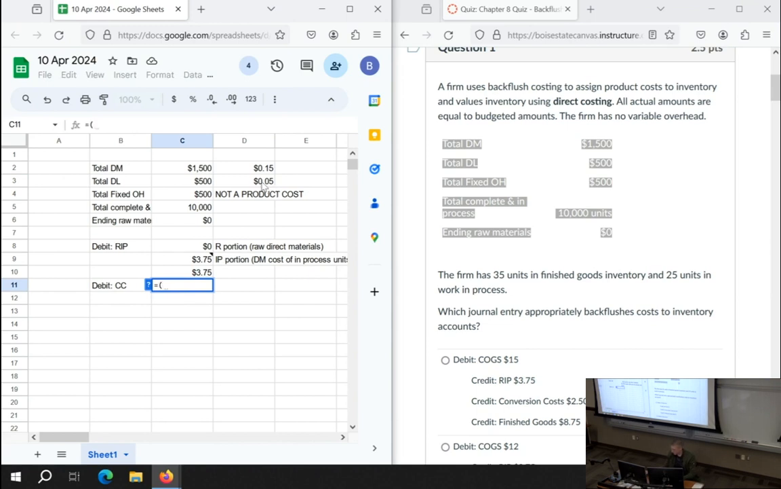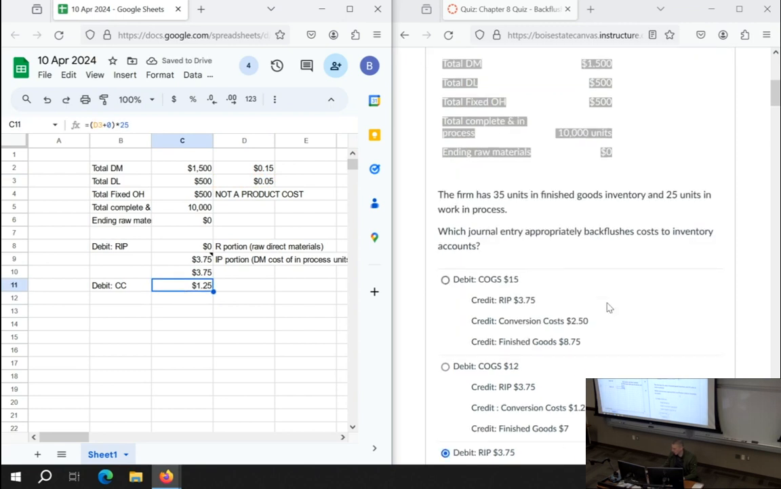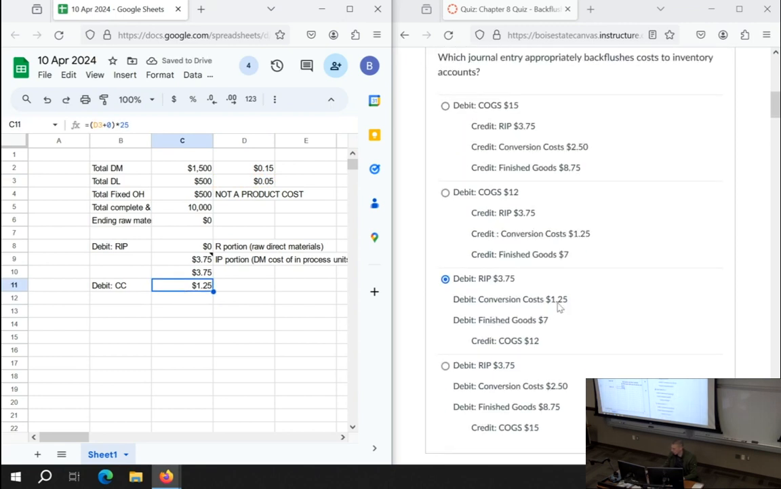We want this plus 0, just to be pedantic about it, times 25. The 0 there is effectively no variable overhead. If there were a variable overhead rate we were given or we calculated, then we would include it right here, times 25. Oh, $1.25. Looks like I was right, that this is the right answer here, because this does $1.25, this does $2.50.